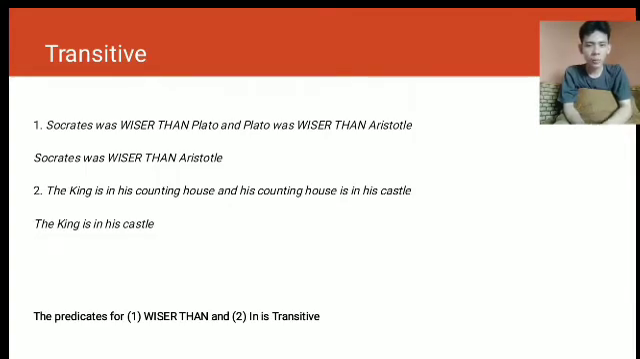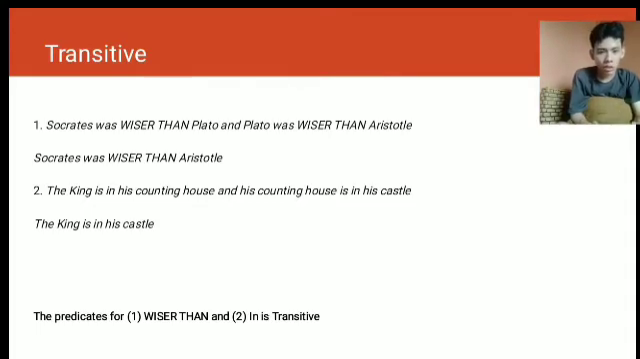So the transitive predicate here is wiser than. Well, it's the same method for the second example. Simply, a transitive relation here is if one thing relates to the second thing and the second relates to the third, and then back to the first relates to the third, so we call it a transitive relation.